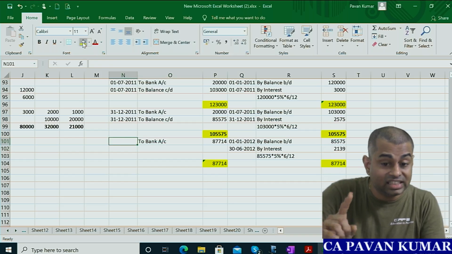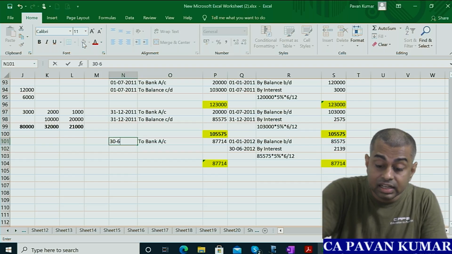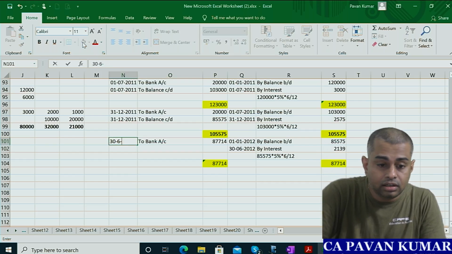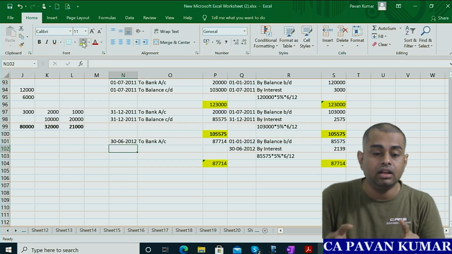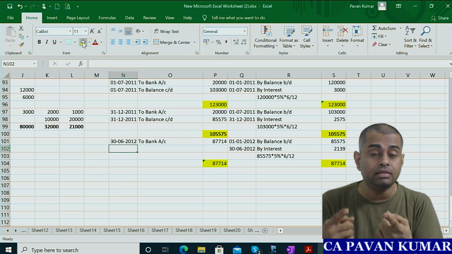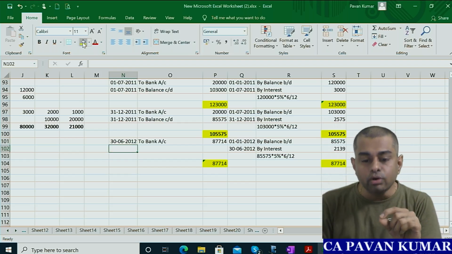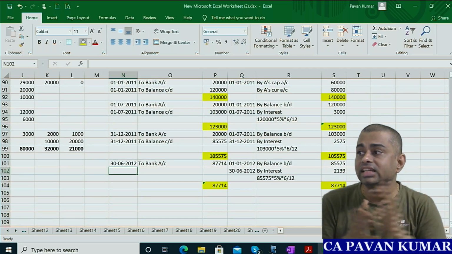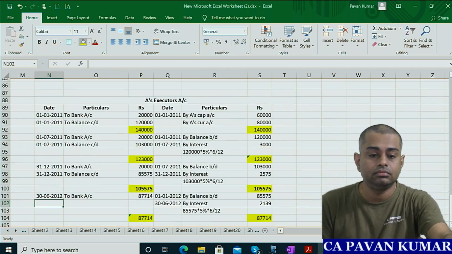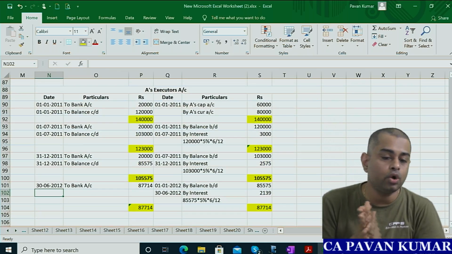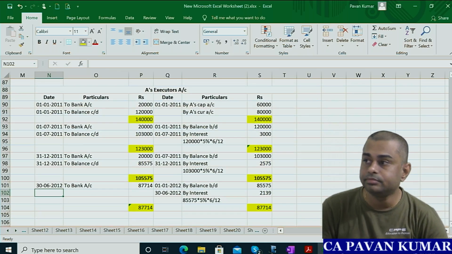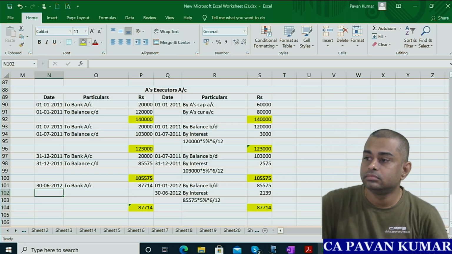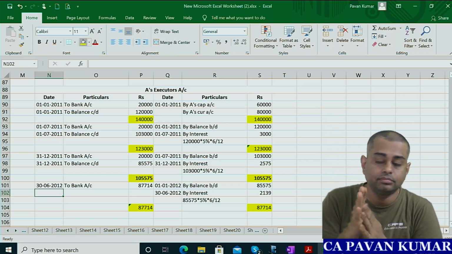Why? Because they said on 30/6/2012 the whole amount in Mr. A's account including interest is repaid. So this is A's executor's account. Okay, do the calculations properly. Check the calculations properly.